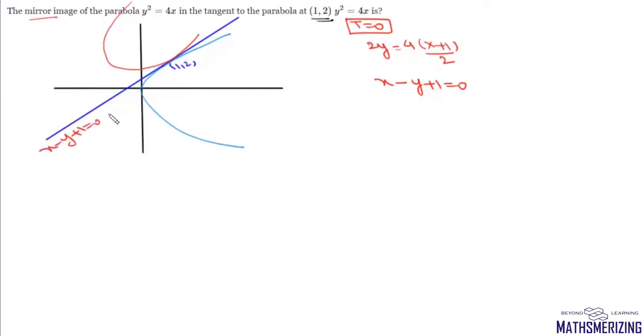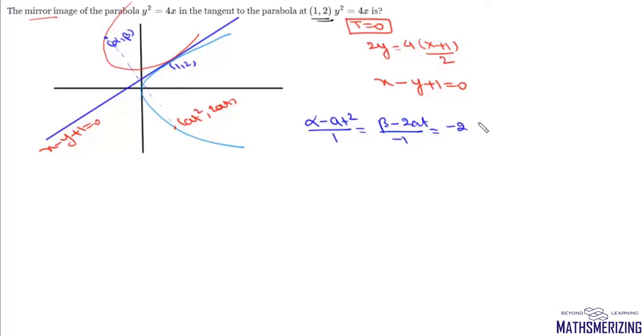Now we need to find the equation of this parabola. So any point on this given parabola, we can write it as (at square, 2at), and the reflection of this point about this line will lie on this parabola, and say it is (alpha, beta). These alpha and beta are mirror images about this line x minus y plus 1 equals 0. So we can write this as (alpha minus at square) upon 1 equals (beta minus 2at) upon minus 1, and this is equal to minus 2.